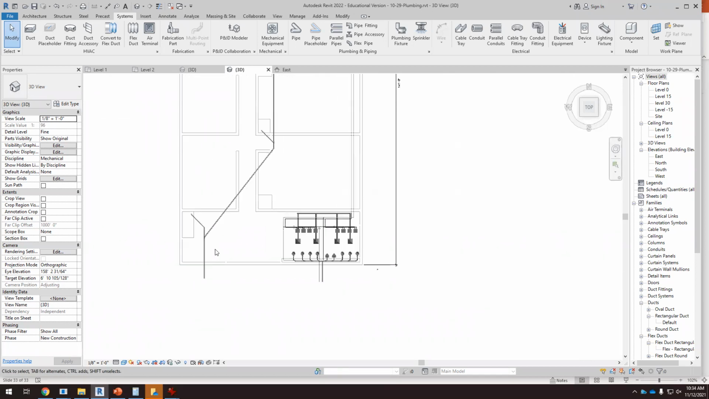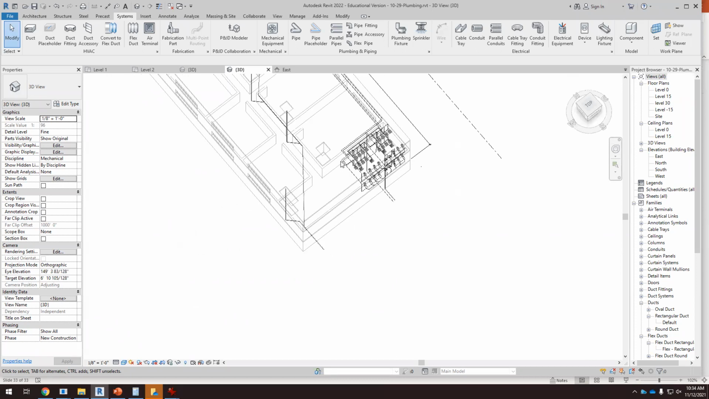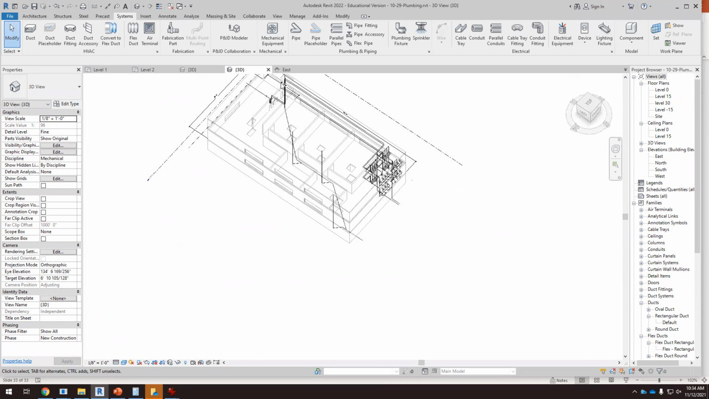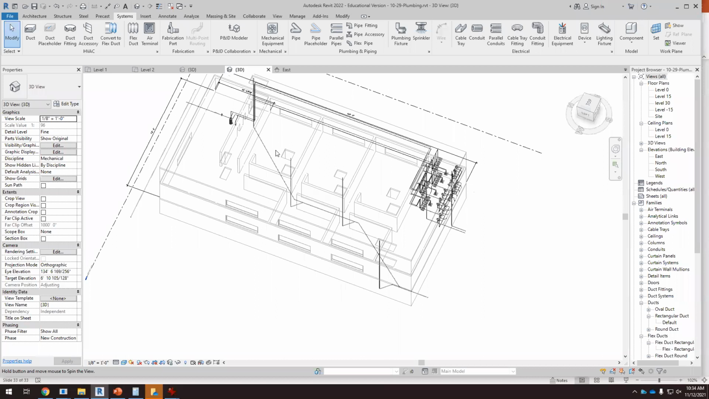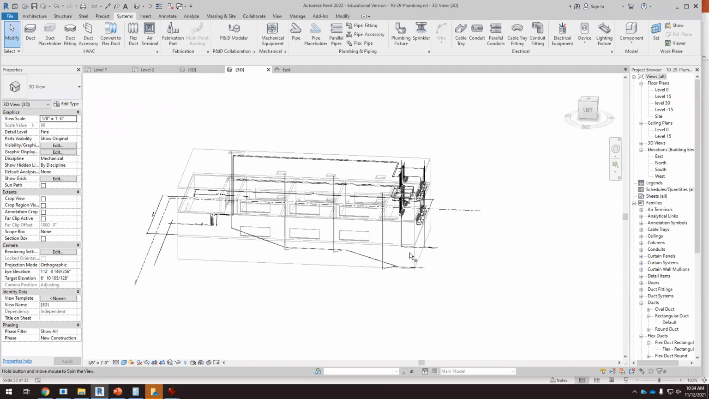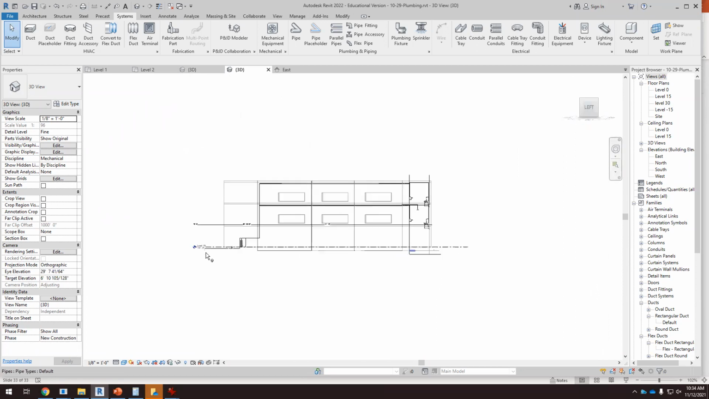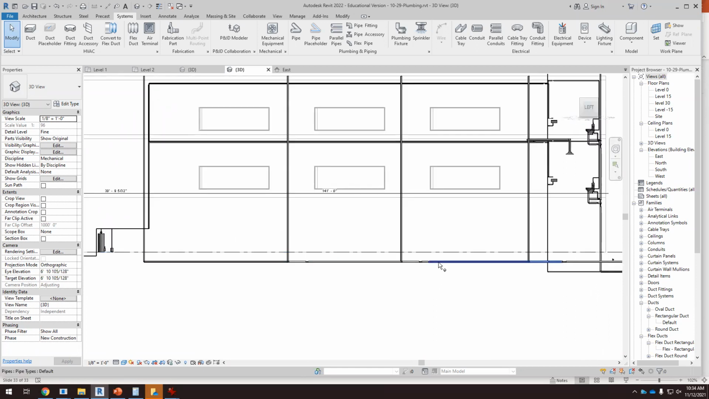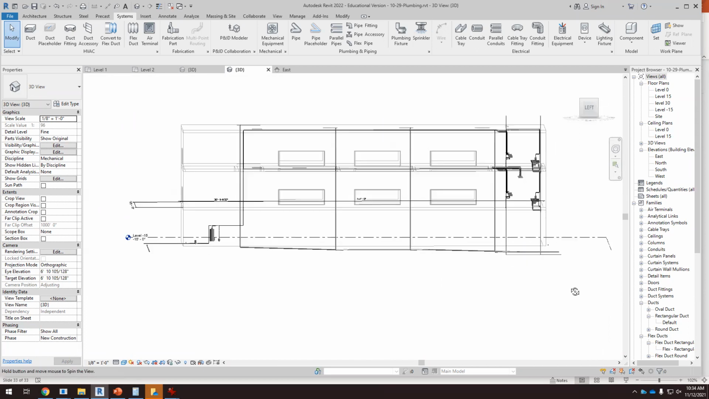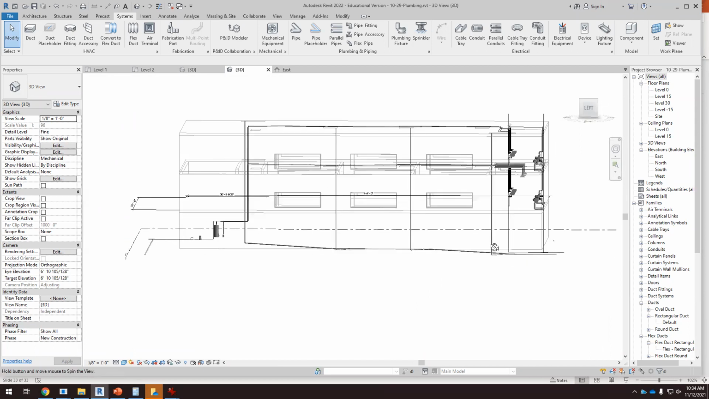Okay, so that's it. It's quite easy. You only have to make sure that we have 4 vertical downspouts from the roof. They are within the shafts, and then they are underground. Okay, so they should be below the basement level. So we have an underground sanitary system here.